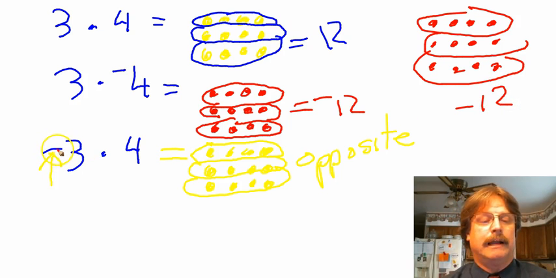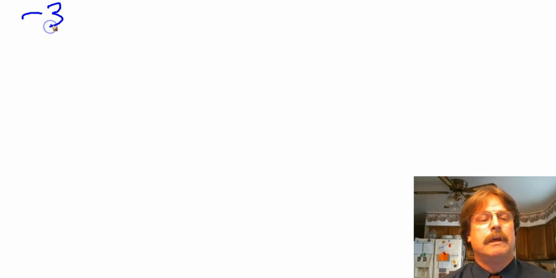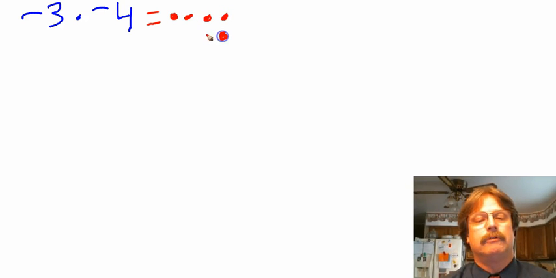So this negative sign here causes us to do the opposite of what we did here. It's the same number still. So negative 3 times, this time we're going to use negative 4. Okay. So again, we're going to start here with the items and we're going to use 4 negatives. So that's going to be 1, 2, 3, 4. That's one group. Here comes my second group. And there's my third group.